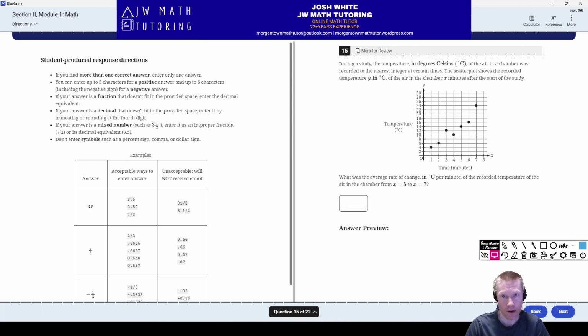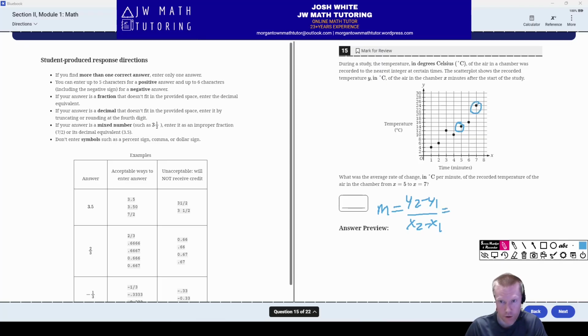All right, here you have a graph, basically a scatter plot, and they want to know the average rate of change from x equals 5 to x equals 7. So that's really just finding the slope, y2 minus y1 over x2 minus x1, between these 2 points. So right here and right here.